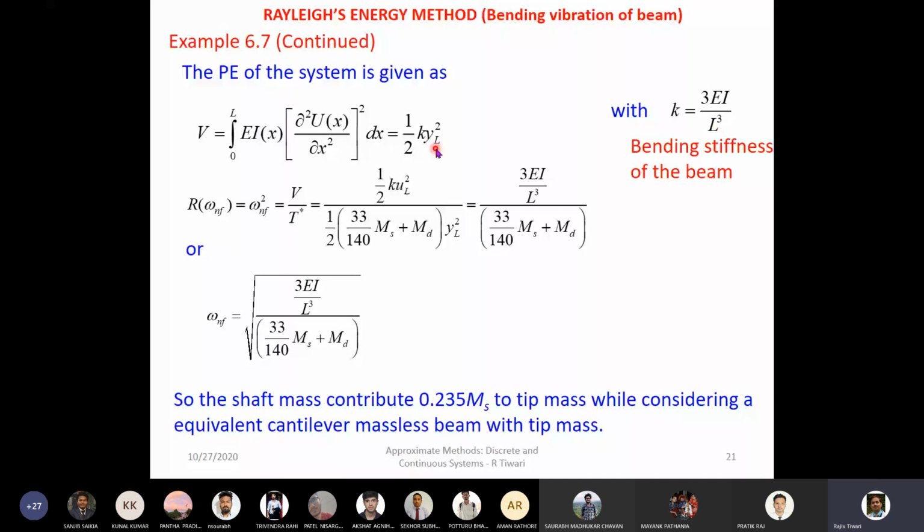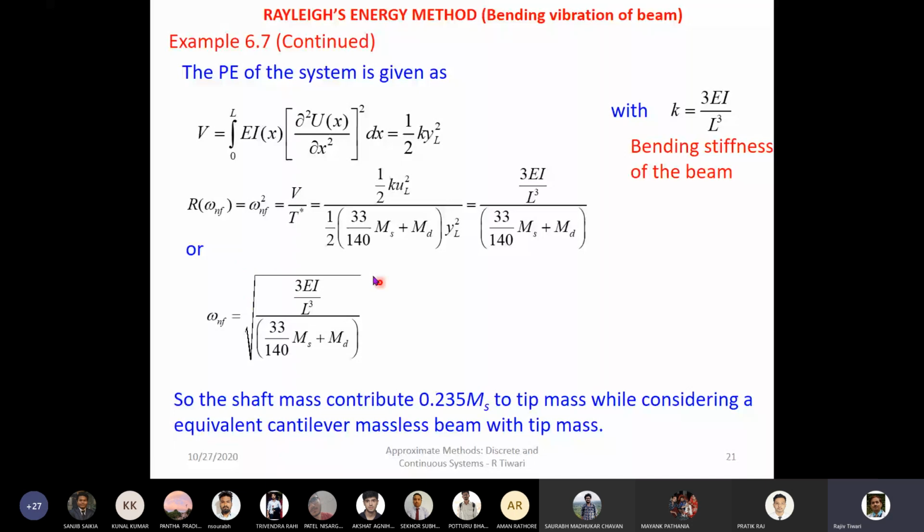We use Rayleigh's energy method here. This is the potential energy, and this is the kinetic energy of the whole system. This can be simplified, and if you take the square root of this, we will get the natural frequency of the system.